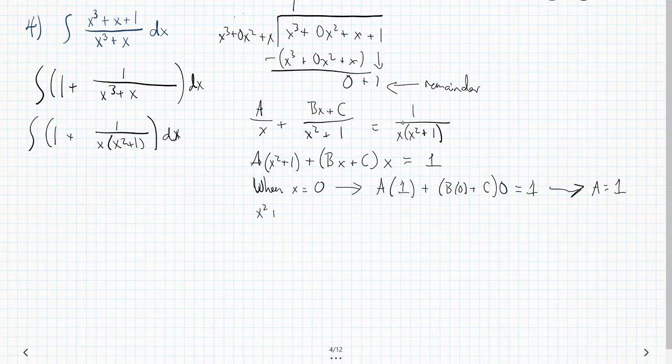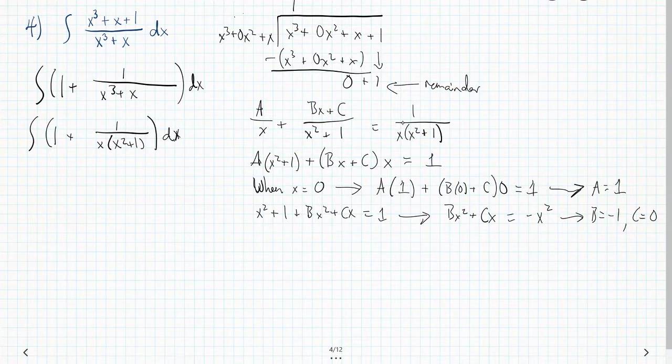Okay, well from there, so now let's say a equals 1. Notice you get x squared plus 1 plus b, and let's write this as bx squared plus cx, to give you a slightly different way to look at this, equals 1. So notice you can subtract the x squared plus 1 over on the other side. So what happens? Well, the ones would cancel, so you're left with 0. So we have bx squared plus cx equals negative x squared. So that implies that b equals negative 1 and c has to equal 0.